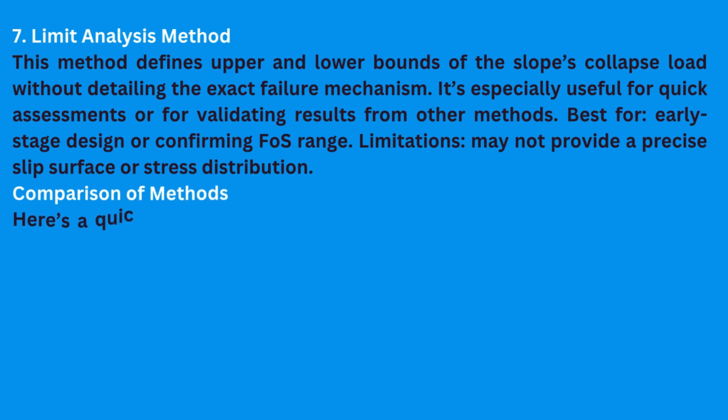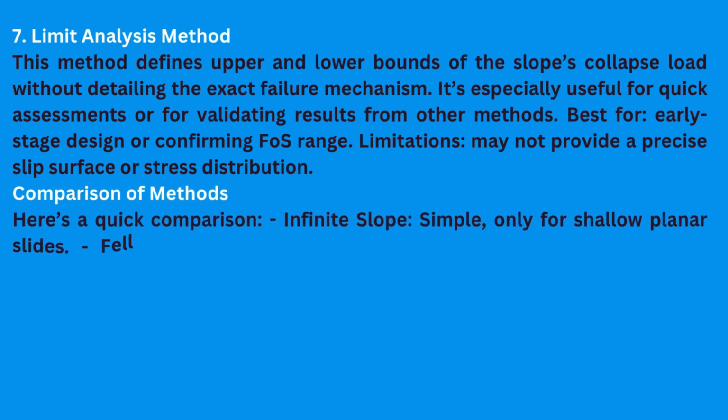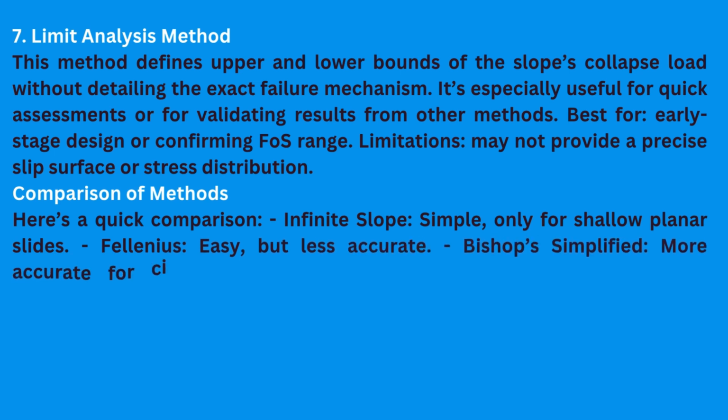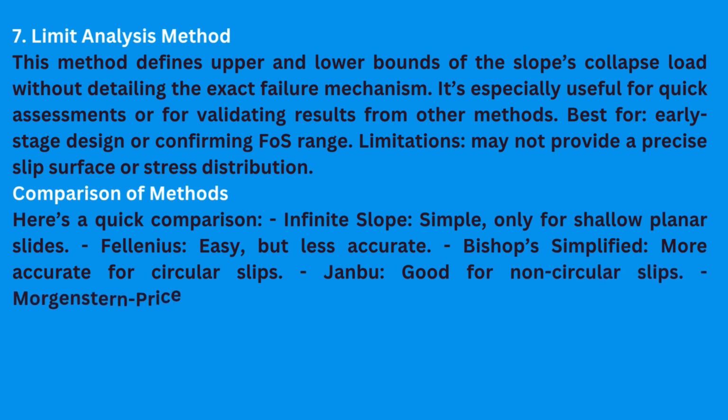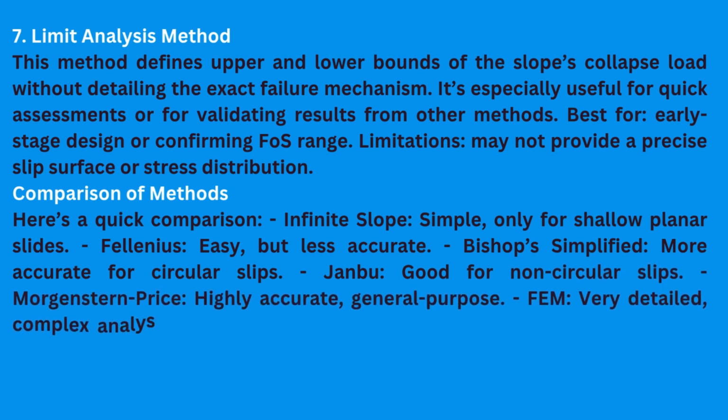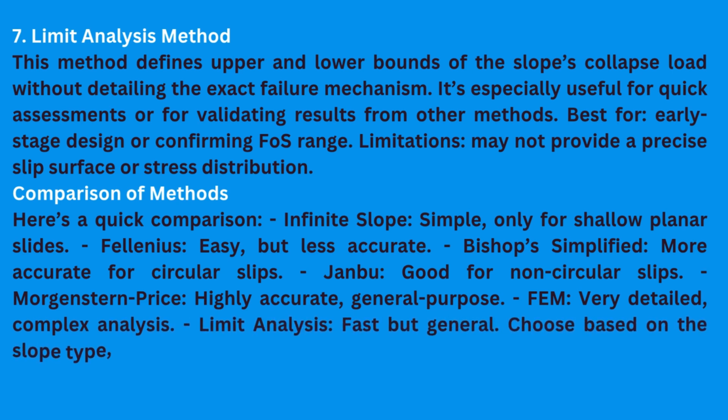Comparison of methods. Here's a quick comparison. Infinite slope: simple, only for shallow planar slides. Fellenius: easy but less accurate. Bishop simplified: more accurate for circular slips. Janbu: good for non-circular slips. Morgenstern-Price: highly accurate, general purpose. FEM: very detailed, complex analysis. Limit analysis: fast but general. Choose based on the slope type, soil conditions, budget, and available data.